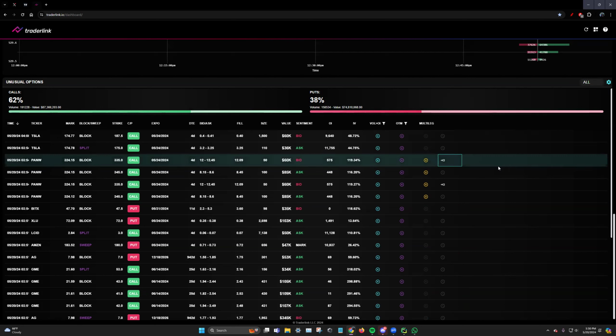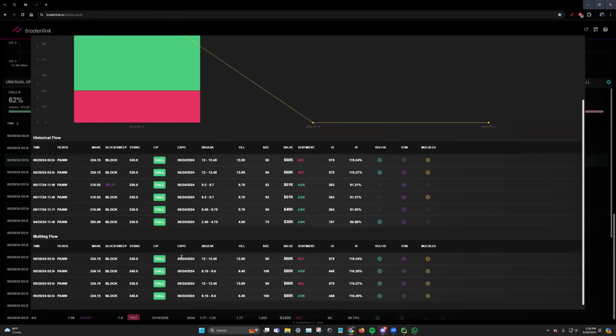And then we also have the multi-leg feature, or the dive deeper, I guess, if there is a potential to dive deeper, where it shows all the flow that came in for that specific contract.